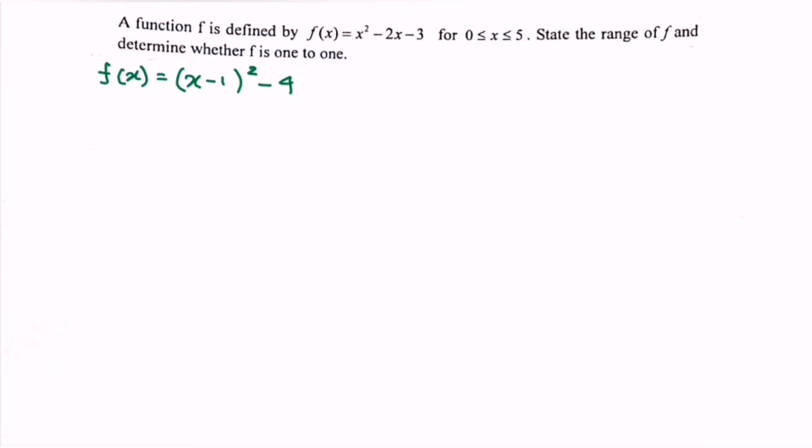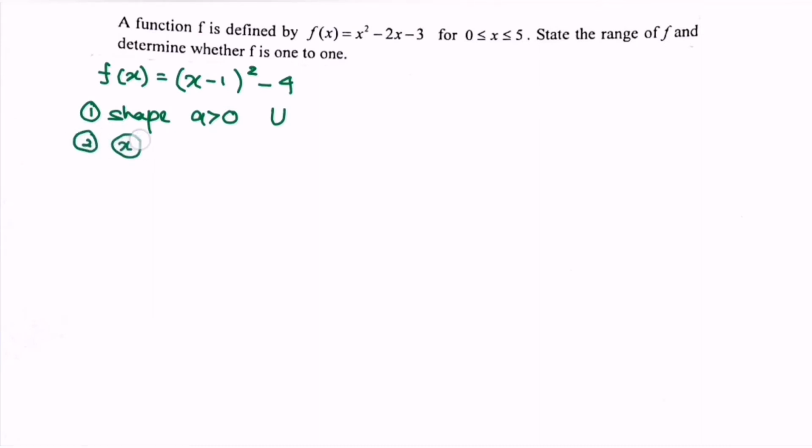Just now we already mentioned that we are going to sketch the graph for the domain 0 until 5. Step number 1, determine the shape. Here the coefficient of x squared is 1, so a is greater than 0, meaning it is a U shape and we have a minimum point. Second is to determine the x and y intercepts.